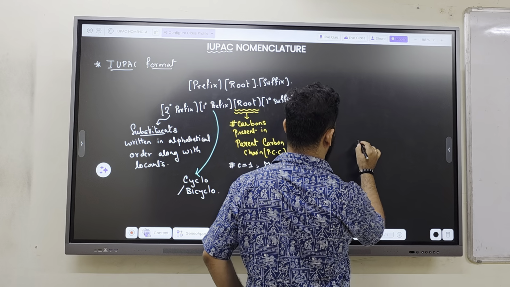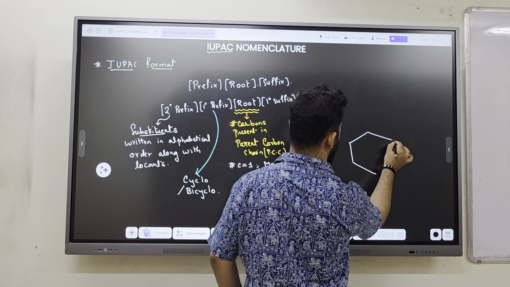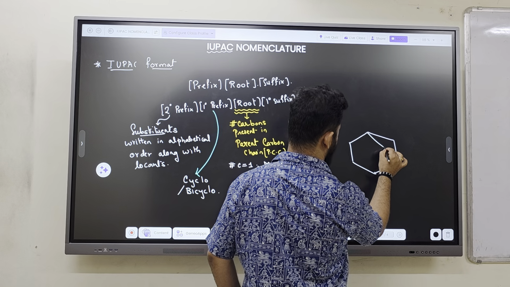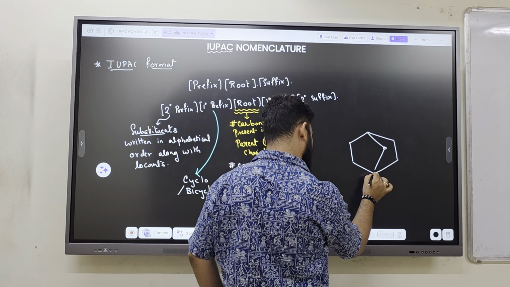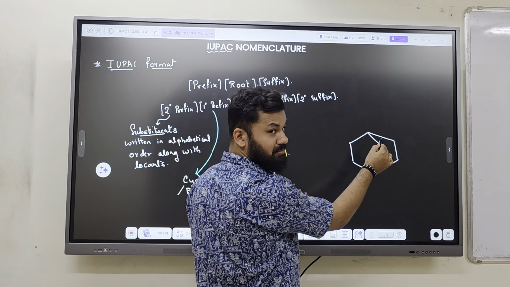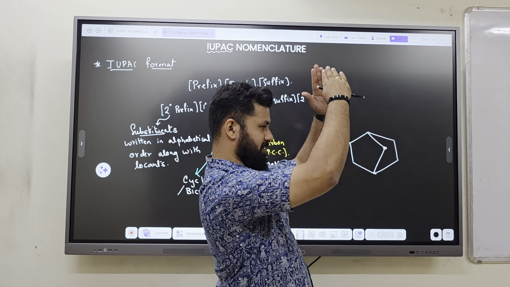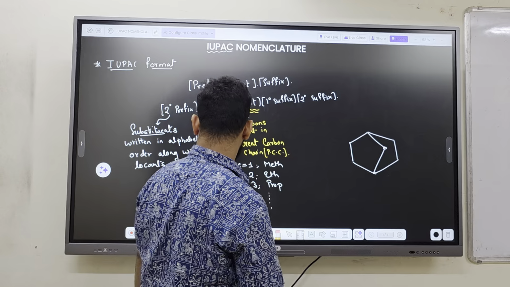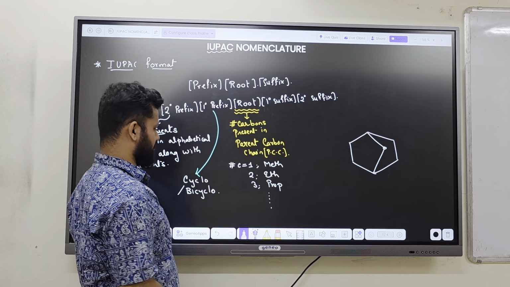Or like this. There is one carbon outside, like this. It's like a bridge. We have a normal hexagon, cyclohexane, and then there is a bridge like this over there. All right. So they are called bicyclo.